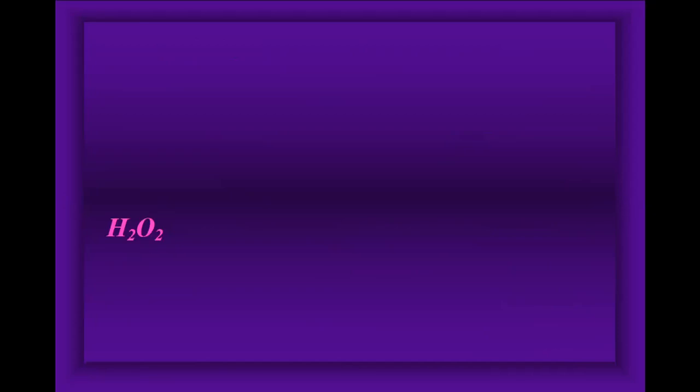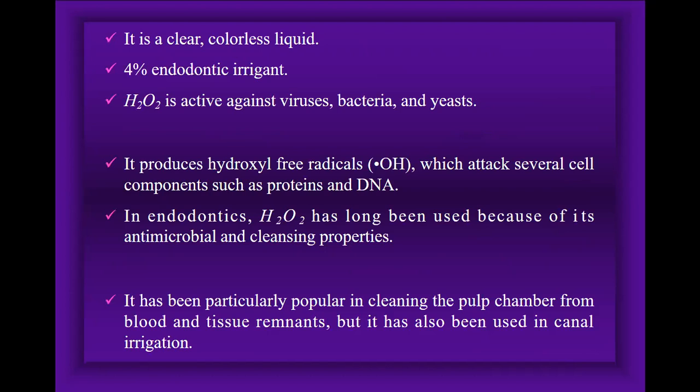When we come to H2O2, it is a clear, colorless liquid. 4% of it is used as an endodontic irrigant. H2O2 is active against viruses, bacteria, and yeast. It produces hydroxyl free radicals, which attack several cell components such as proteins and DNA. In endodontics, H2O2 has long been used because of its antimicrobial and cleansing properties. It has been particularly popular in cleaning the pulp chamber from blood and tissue remnants, but it has also been used in canal irrigation.